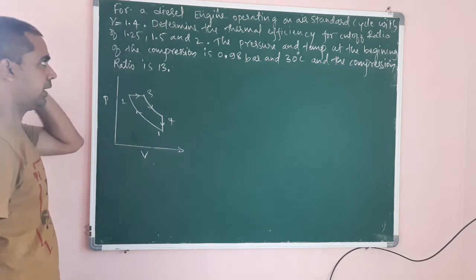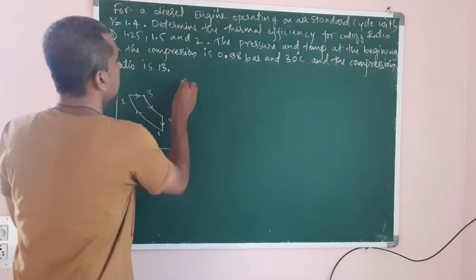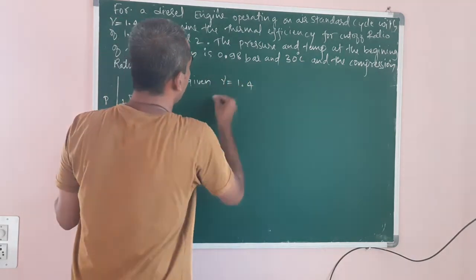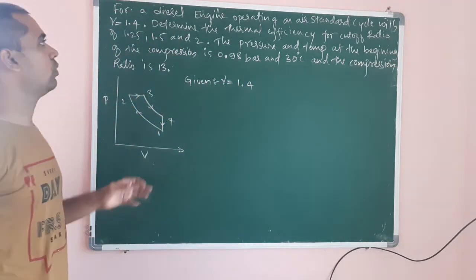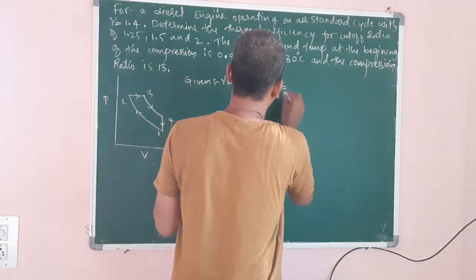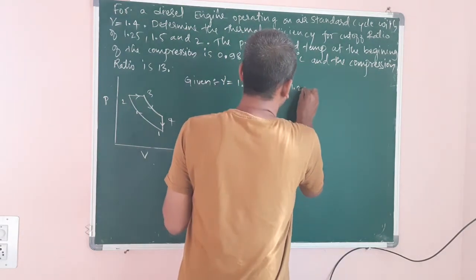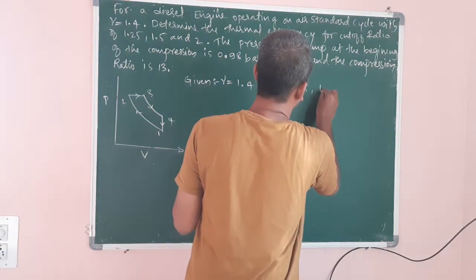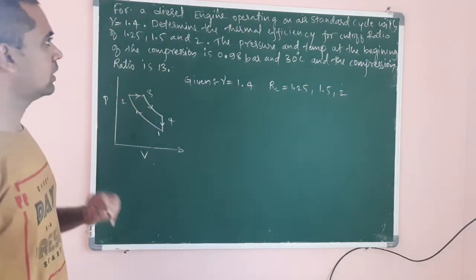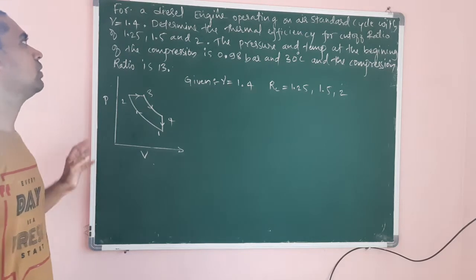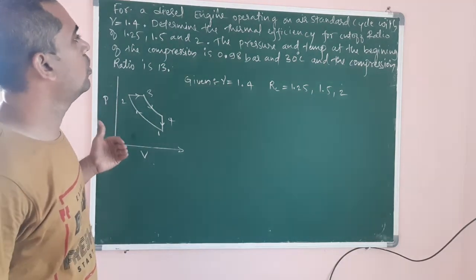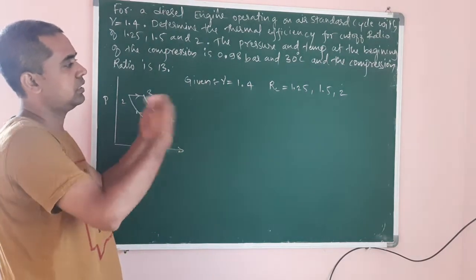This is the process on a PV diagram. What are they given? I will write the given data: gamma equal to 1.4, for a diesel cycle. Determine the thermal efficiency for the cutoff ratios. They are given rc equal to 1.25, 1.5 and 2. For these three cutoff ratios, you have to calculate the thermal efficiency, so you can judge what happens with an increase in cutoff ratio.